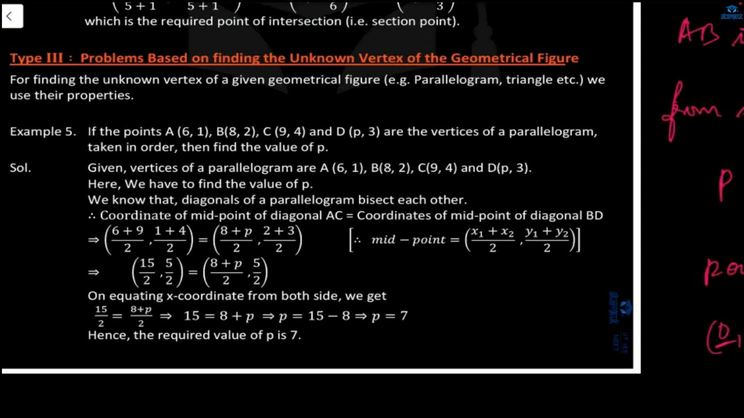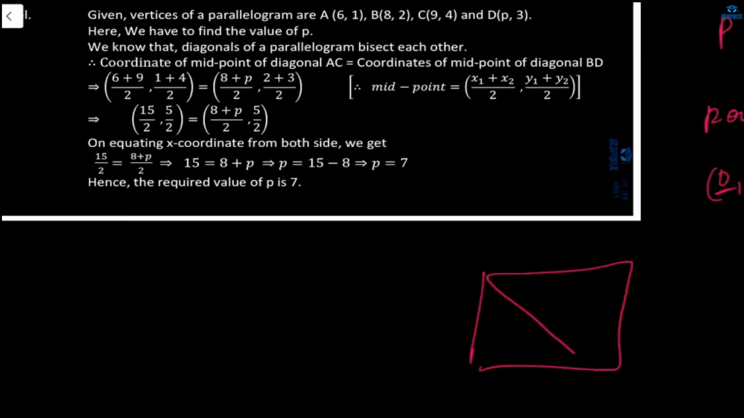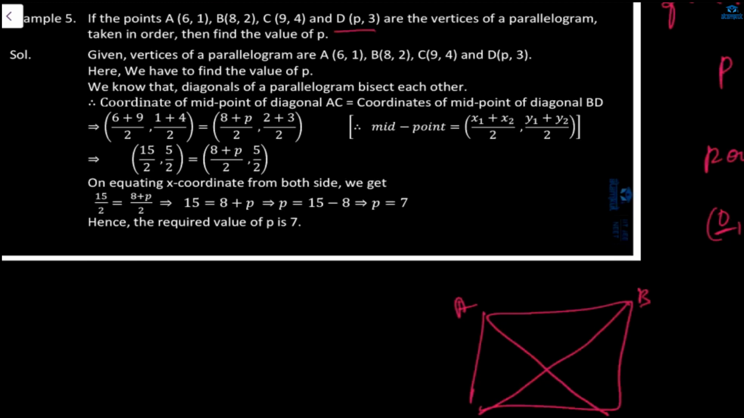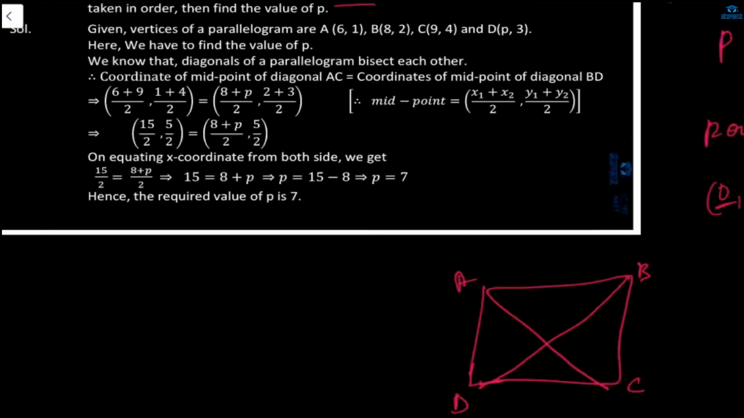You can see in the point D, instead of writing the x coordinate value, a P is written, and we have to find the value of this P. Now we already know that the diagonals of a parallelogram bisect each other. So from the midpoint, we can find the midpoint of both the diagonals. I'll write it as A, B, C, D. What is the value of A?